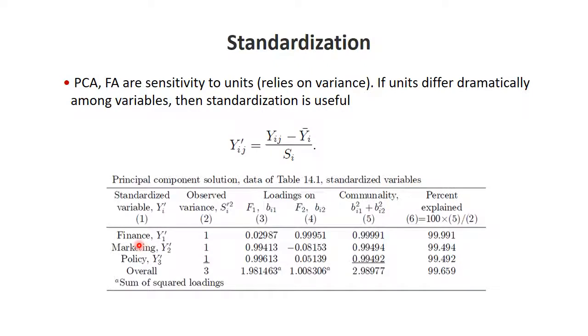What we have here is now the same result, but repeated for the standardized variables. Now we notice that finance is now dependent on factor 2, and factor 1 is giving more weight to marketing and policy. We also notice, of course, that we get much smaller numbers than before, because of the standardization.